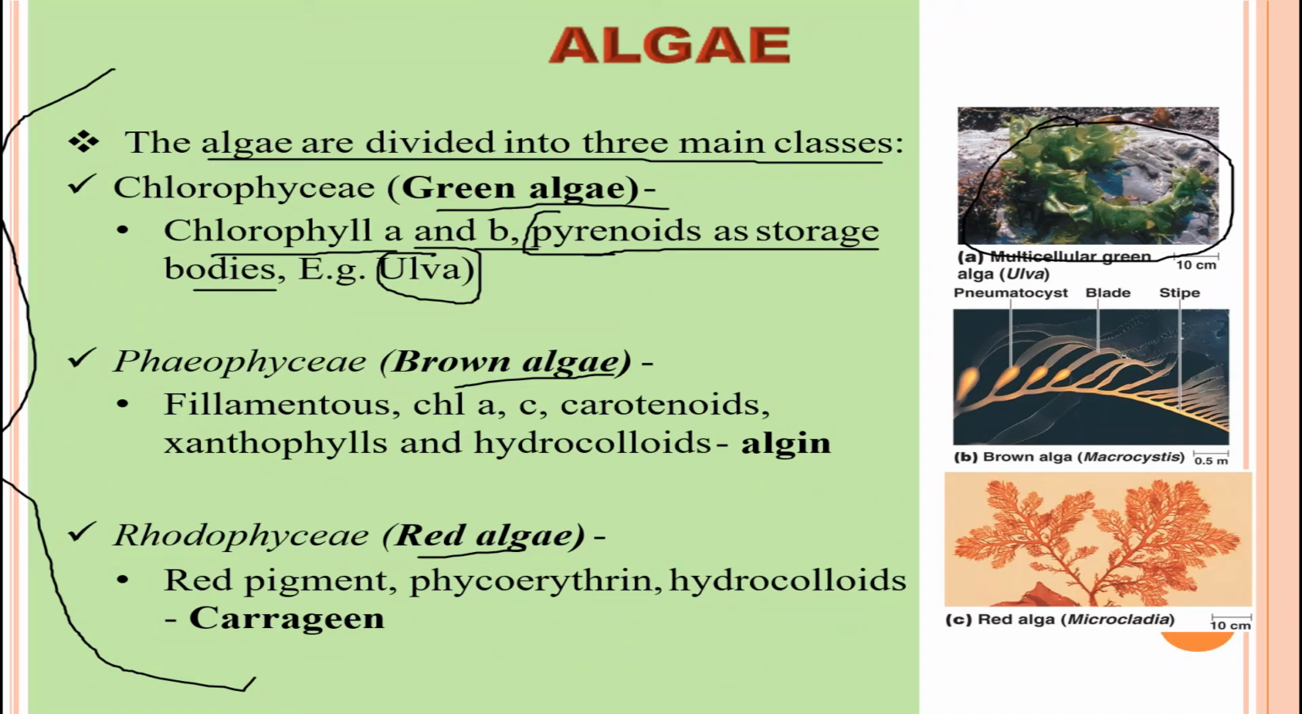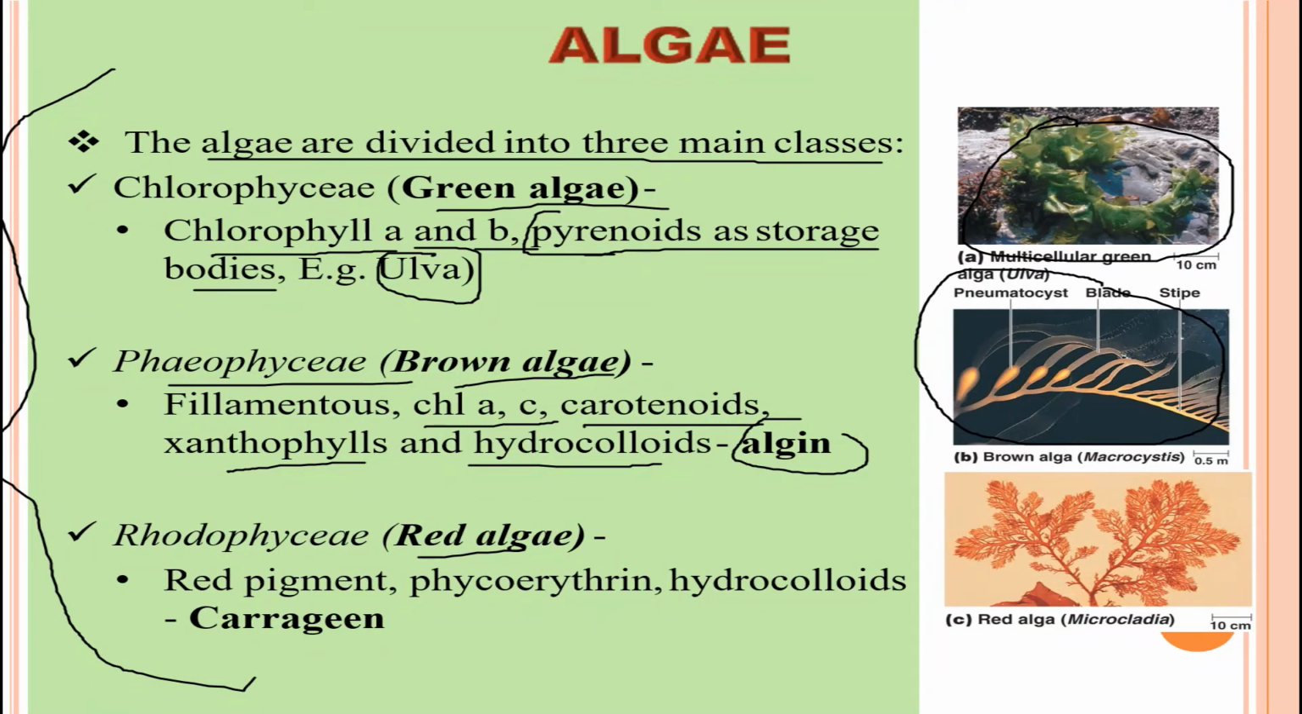Next we have brown algae, or Phaeophyceae. These contain chlorophyll A and C. Also, they have carotenoids and xanthophylls, and hydrocolloids known as algins. So brown algae contain all of these things. Some of the examples are Microcystis. So this is a prime example of these, and you can see some of the pictures.